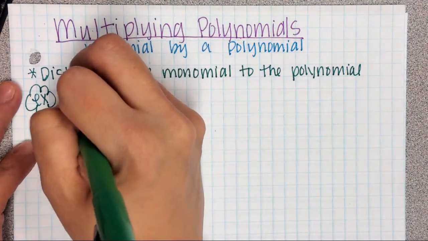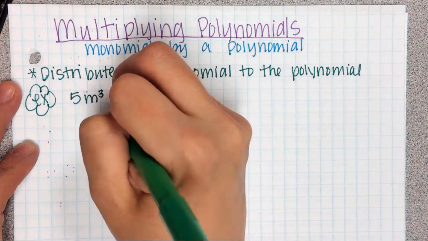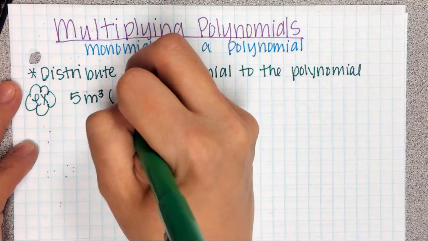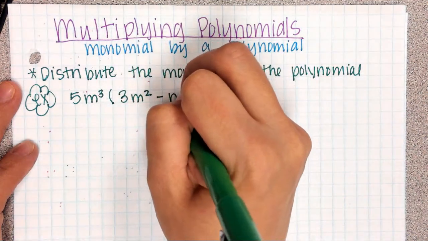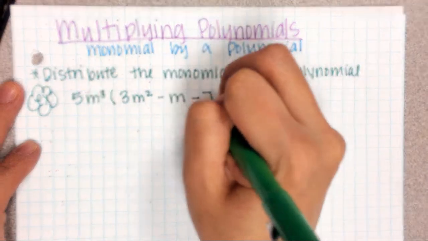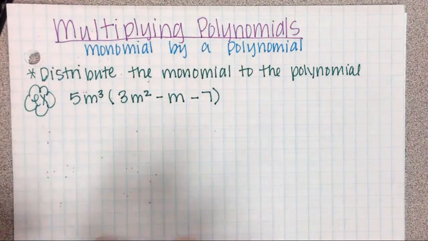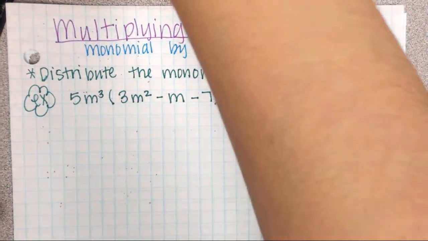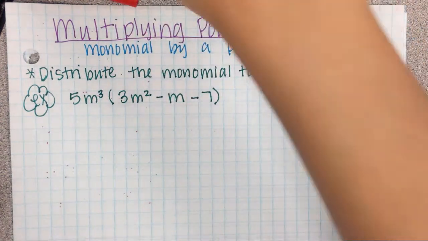If I have the monomial 5m cubed, and to that I wanted to multiply it to 3m squared minus m minus 7. I'm going to take my outside number and multiply it to everything on the inside. So let me show you what that ends up being. And then we're going to discuss something after that.